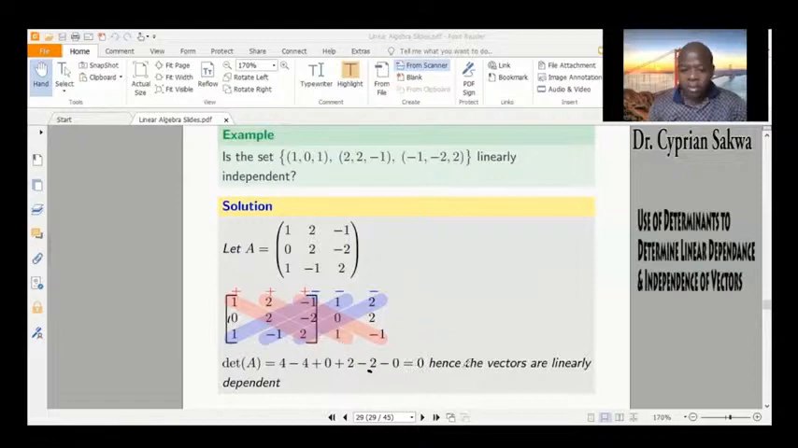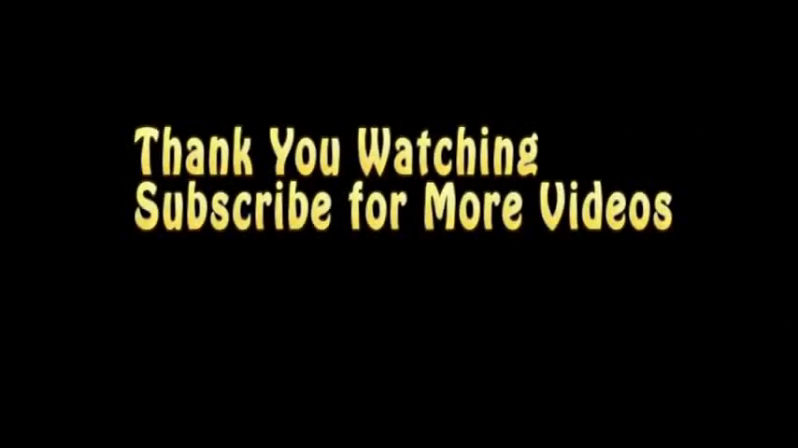Since this matrix has determinant 0, we say that the vectors are linearly dependent. So that is how we tell if vectors are linearly dependent or independent using determinant of matrices. In the next video, we'll be looking at how to tell if vectors form a basis of a vector space.